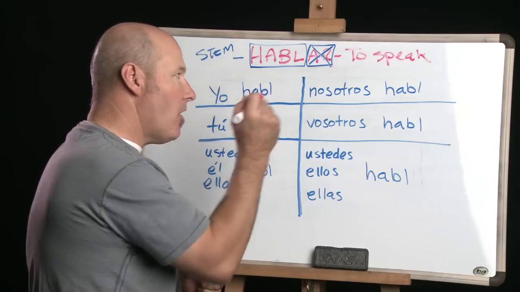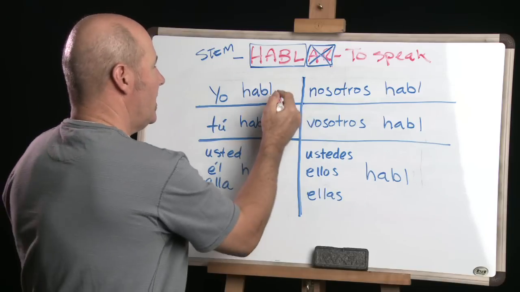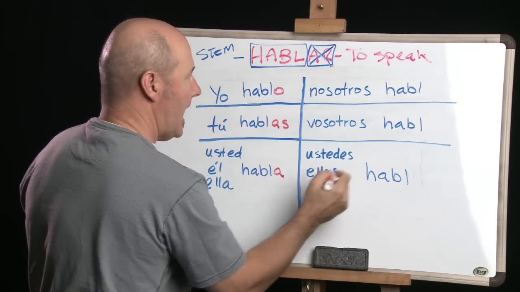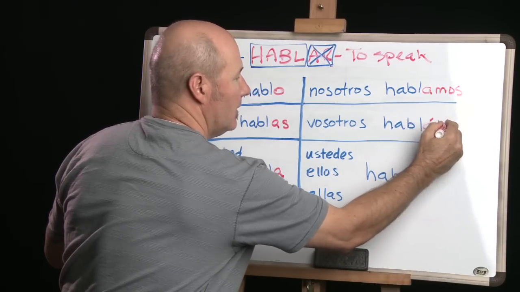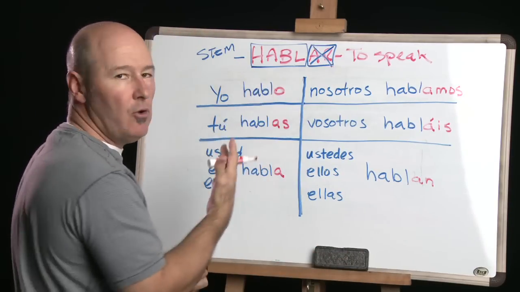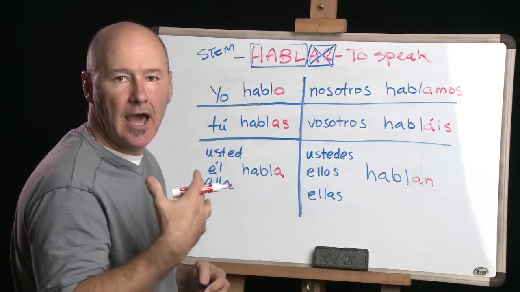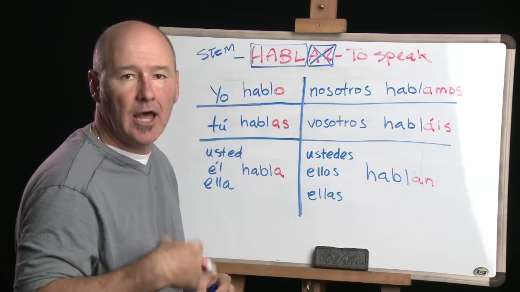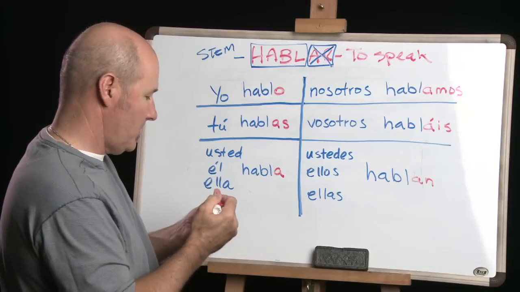Those AR endings for all regular AR verbs in the whole Spanish language are these endings: o, as, a, amos, áis, and an, to become hablo, hablas, habla, hablamos, habláis, and hablan. The H in Spanish is silent. So it's not hablo, but ablo. Like in the word honest in English, the H is silent.